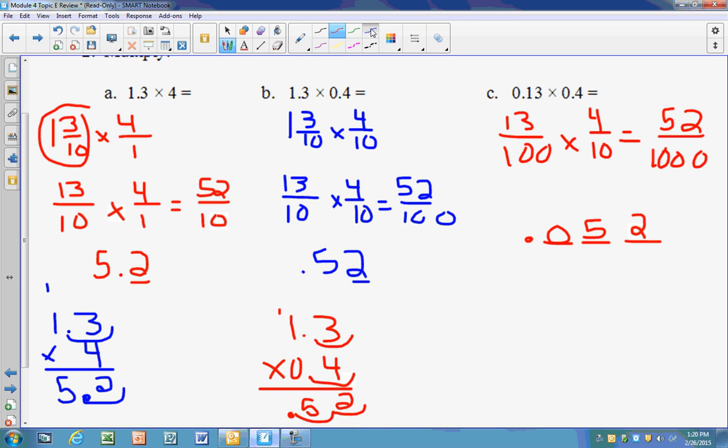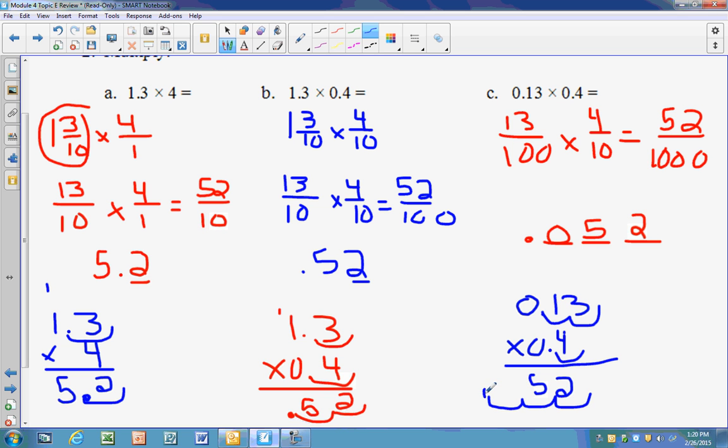Otherwise, if I wanted, I can multiply it as a decimal. I don't have to line them up. So I can just start multiplying, and I get 52 again. And I see that I need 1, 2, 3 jumps. So I jump 1, 2, 3 times. And in order to jump 3 times, I need to put a 0 in there. In all these cases, my fraction answer matches my decimal answer.